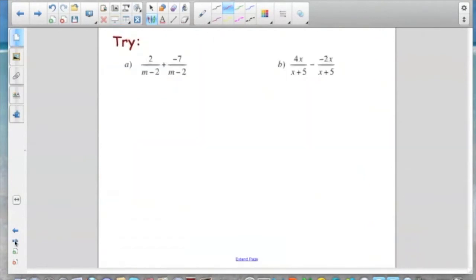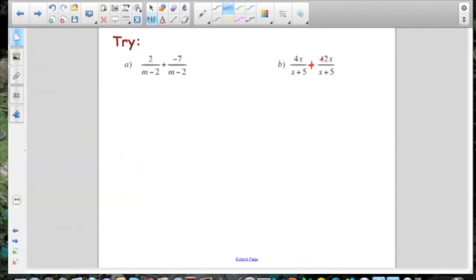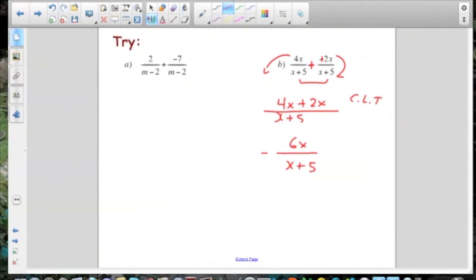Okay, so let's just try these ones. Let's just try the second one. Okay, I see a negative sign, so plus, move that up, so plus sign. Like terms, x plus 5 is my common denominator. Bring down my two numerators. So 4x plus 2x, collect like terms. So 6x all over x plus 5. And there's nothing to factor here, so there's my solution. And my restriction, or my non-permissible, is negative 5.